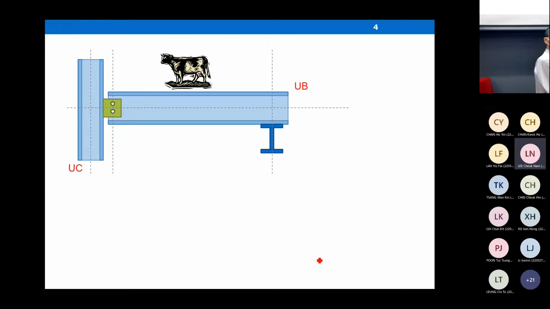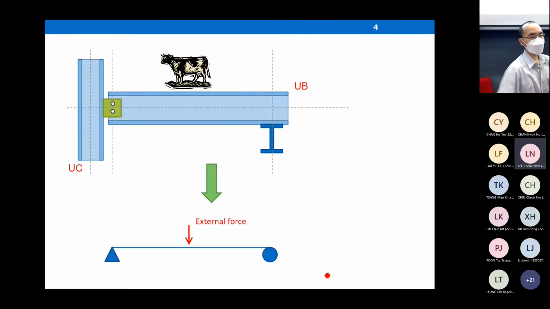According to our previous flow chart, firstly, you have to convert the structure so that it becomes one that is able to be analyzed. We call that structural idealization. You can replace the support on the left-hand side with a pin support. You can replace the support on the right-hand side with a roller support. And then you can replace the cloud, the loading, with maybe a concentrated force or a distributed force, depending on the nature of the loading.